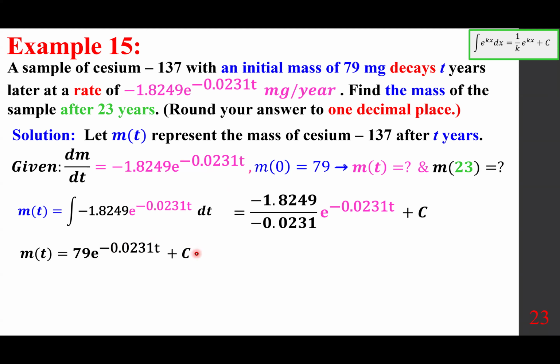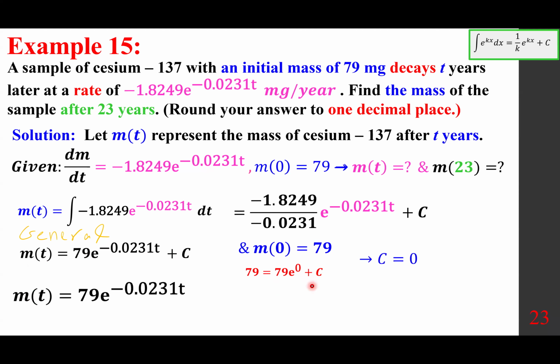So this is a general solution to the DE. Now, replace the t with 0 to find C. M of 0 is 79, so you get 79 plus 79 e to the power of 0. As you know, e to the power of 0 is 1. So the constant becomes 0, because 79 equals 79 plus what number? And so M of t has this formula. This is a particular solution.